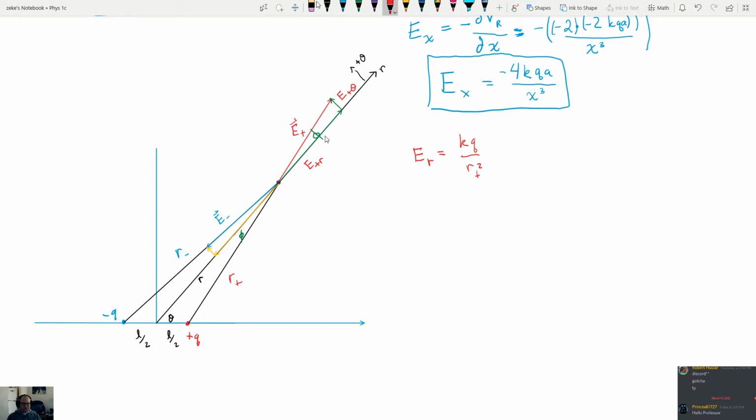If I just want this piece, I have to use a trig function, right? So I have to multiply by what? Sine or cosine of phi? Cosine phi. Cosine. All right. And then the E minus points back this way, right? So we're going to need this piece down here. And so we're going to have minus K times Q. It's a negative charge. That's where this negative sign is coming from. Divided by R minus squared.